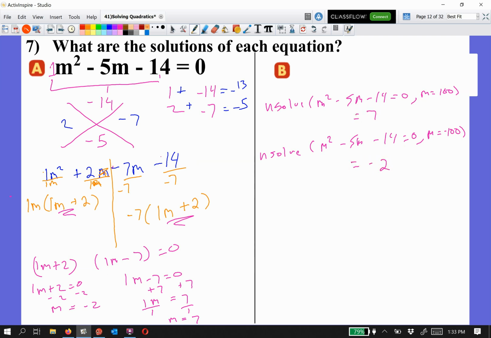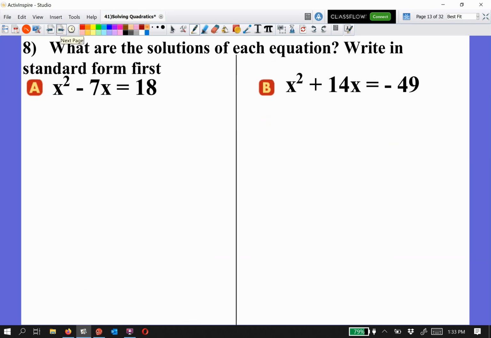That's it. It's not terrible. It's not terrible at all. You know that, I know that. As long as you learn how to do factoring, this should not be terrible for you. Yeah, I like that one.